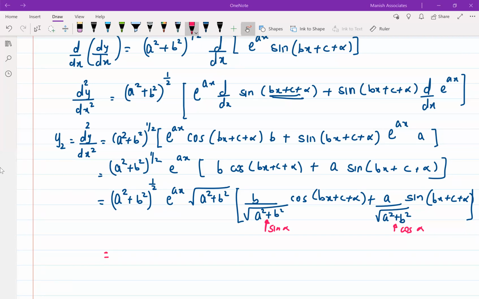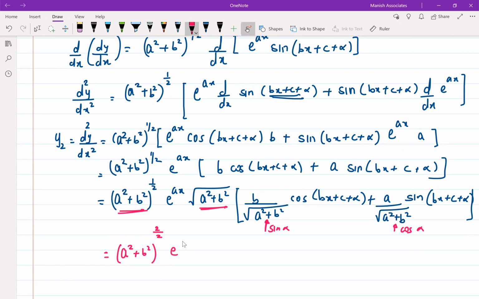That's equal to a square plus b square. Look, this is also the same, root of a square plus b square, this is also root of a square plus b square. When you multiply the two roots, what will you get? A square plus b square. But I will write it this way: 2 by 2, just to keep a pattern to be followed. In dy by dx it was 1 by 2, here it is 2 by 2.